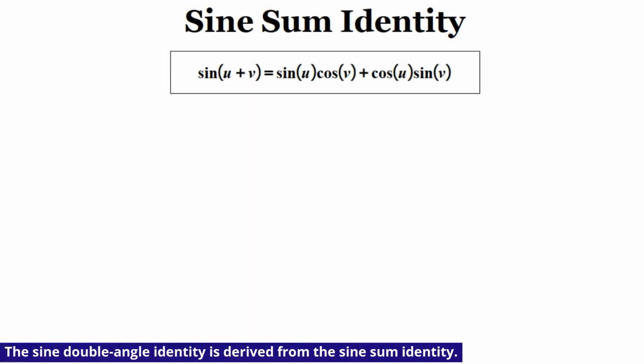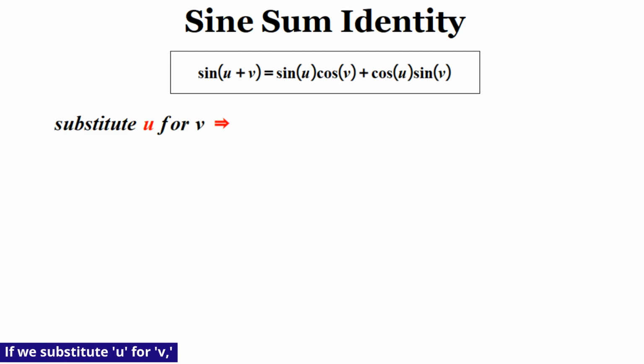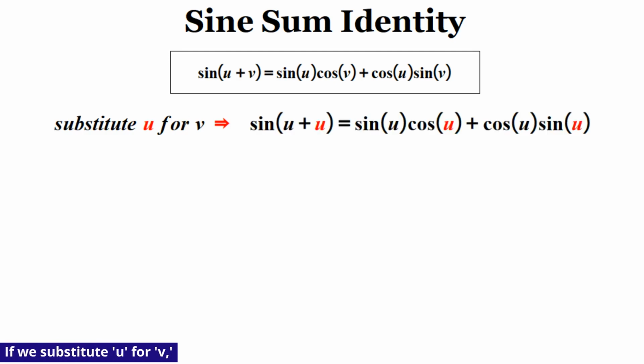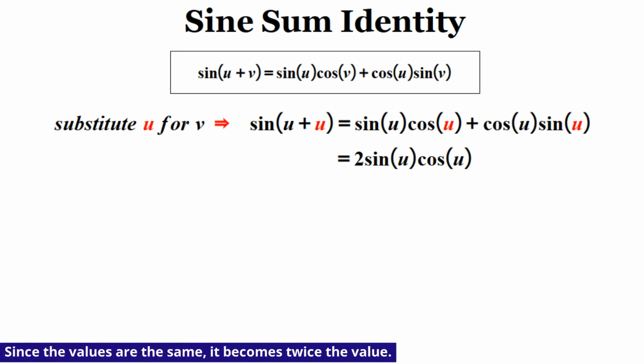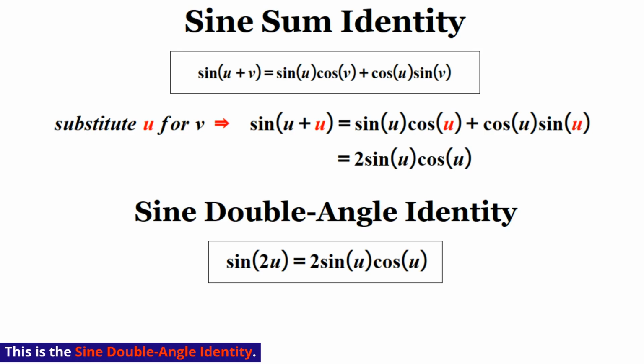The sine double angle identity is derived from the sine sum identity. If we substitute u for v, the given angles all become u. Since the values are the same, it becomes twice the value. This is the sine double angle identity.